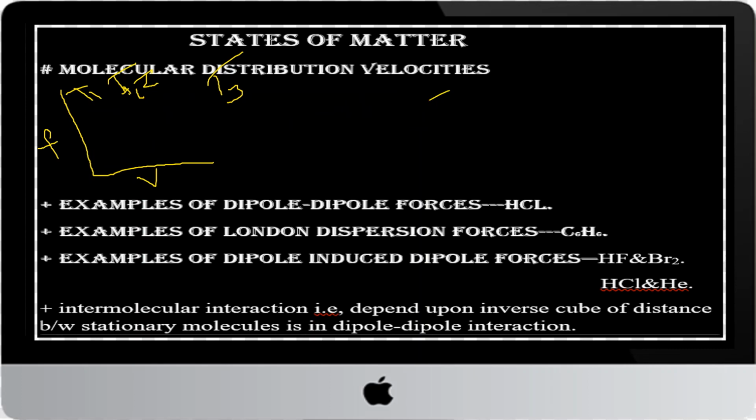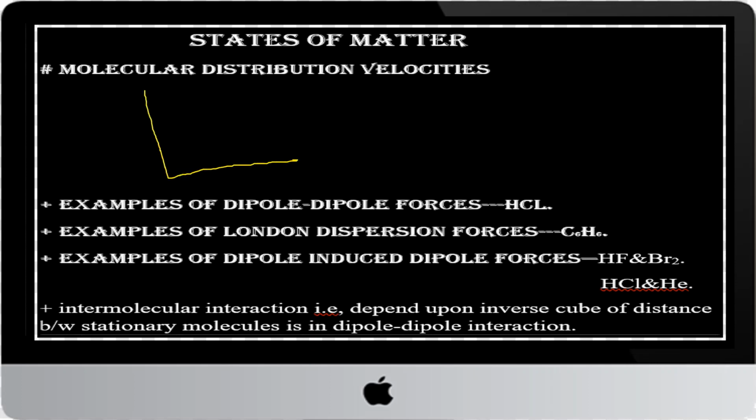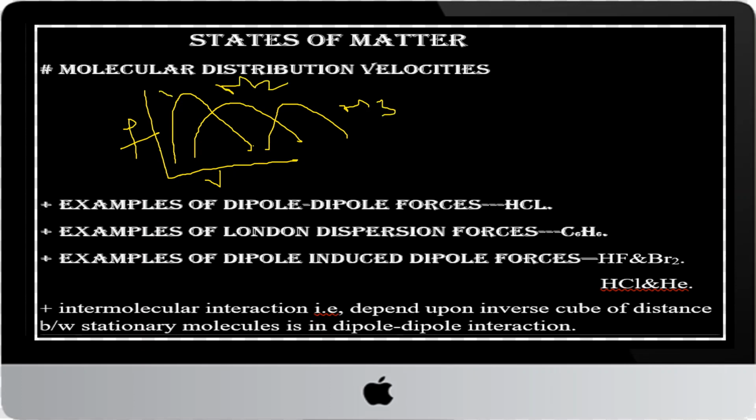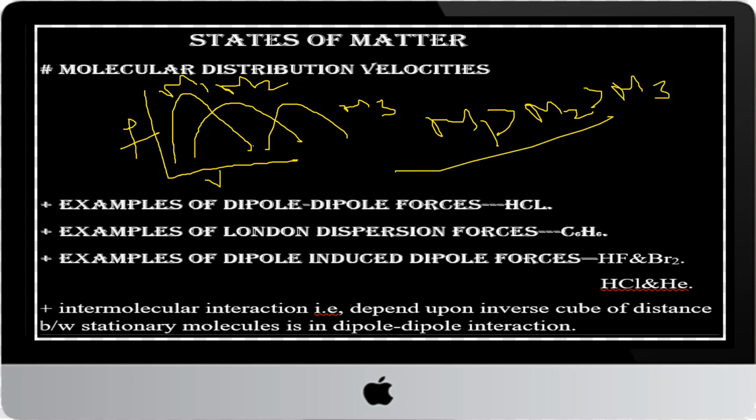Erasing this, let us discuss another graph that's based on the same molecular distribution of velocities. Here is the fraction, here is the velocity. This is based on molecular weights. First one for M1, M2, M3. If you find the relation for this, we get M1 is greater than M2 is greater than M3. These are the two types of molecular distribution curves that you should remember.